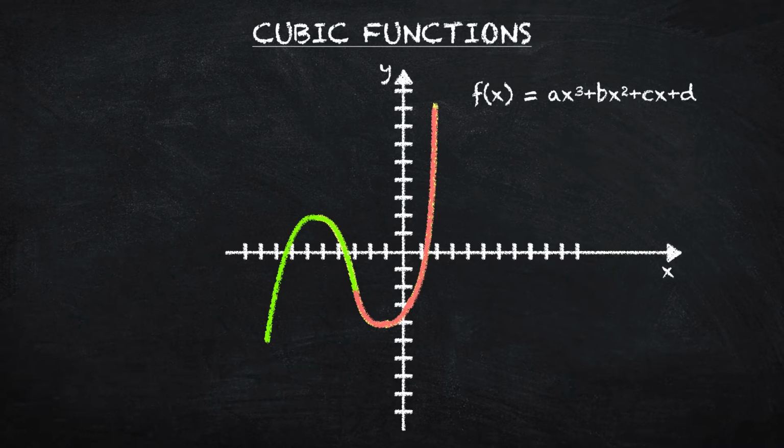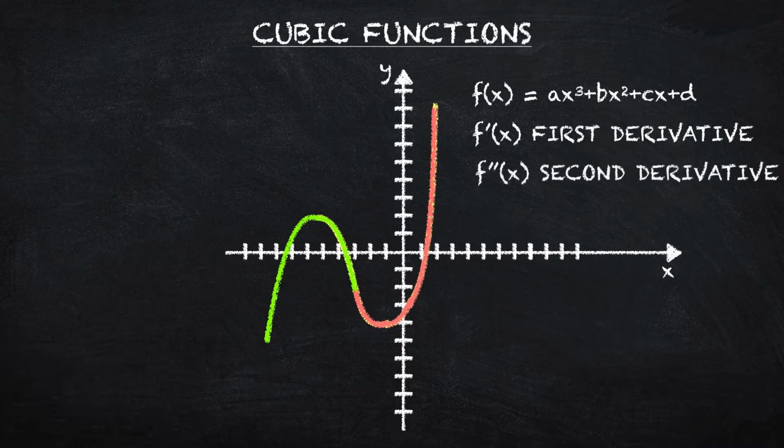Now let's have a look again at the case we have seen before. We have a general cubic function that has concavity down, which is the green part, and concavity up, which is the red part. Now we have seen in a previous video that we can compute the derivative of the function f, which is generally called the first derivative. If we compute the derivative of the first derivative, then we are computing the second derivative of the function f. Now we will see how the first and the second derivative are related to cubic functions.